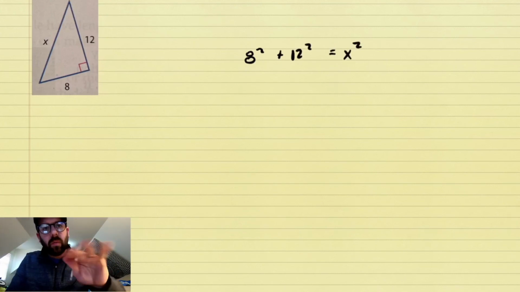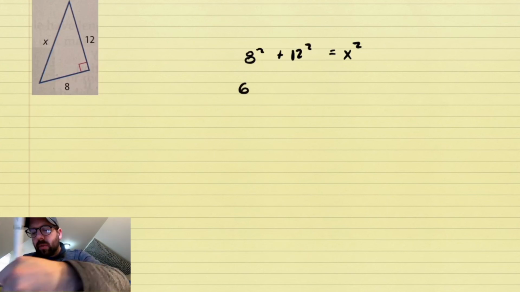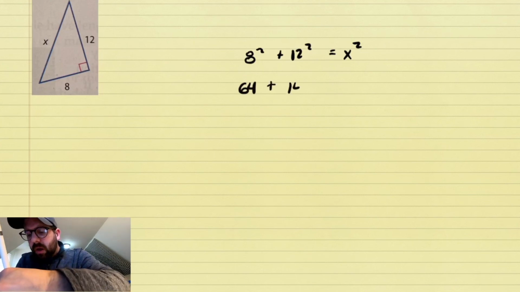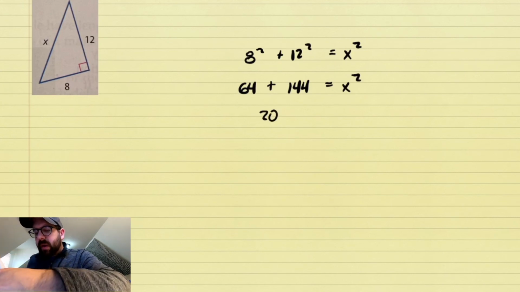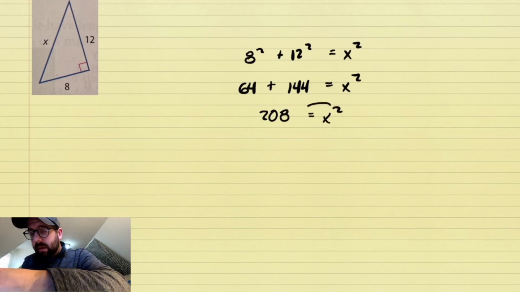Again, my A and B are the two walls that touch the 90. So 8 squared is 64. 12 squared is 144. I'm going to add these two together. So we're going to get 208, I believe. 144 plus 64, 208. And that is not a clean number, so I take the square root of that.